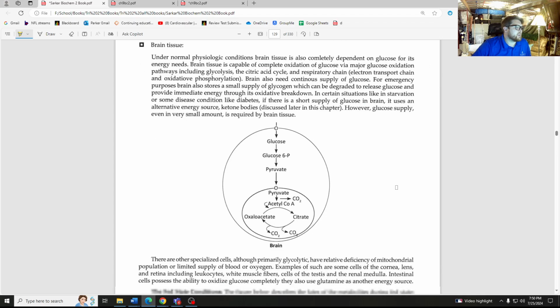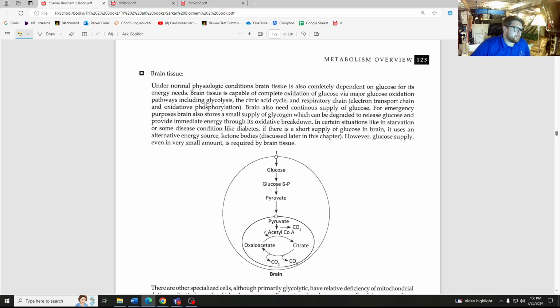Finally, the brain. Under normal physiologic conditions, the brain tissue is almost completely dependent on glucose for its energy needs. Brain tissue is capable of complete oxidation of glucose via major glucose oxidation pathways, including glycolysis, the citric acid cycle, and the respiratory chain. The brain also needs a continuous supply of glucose.